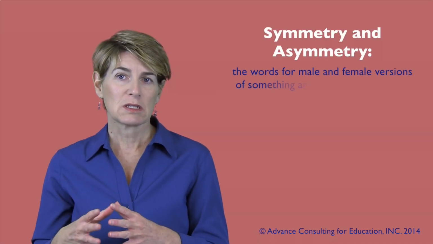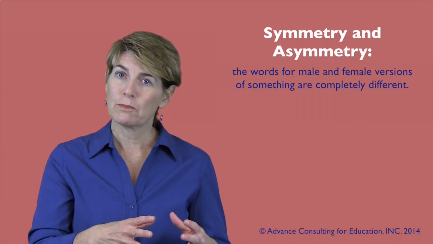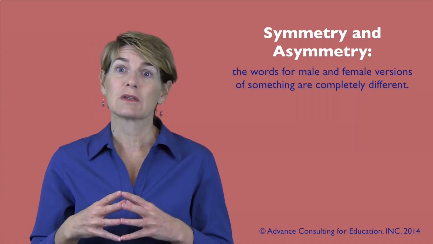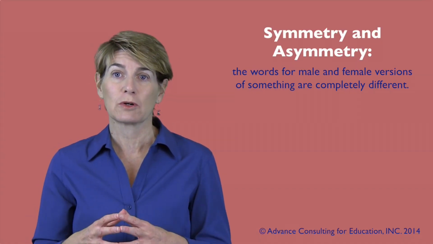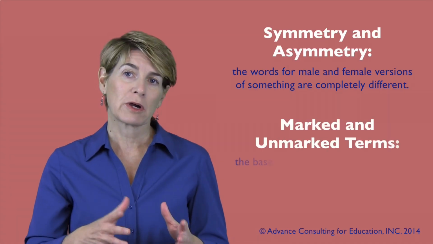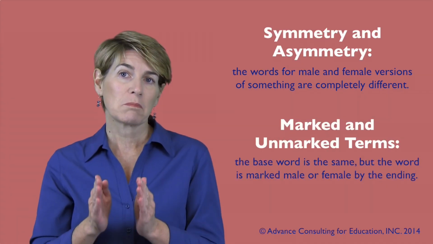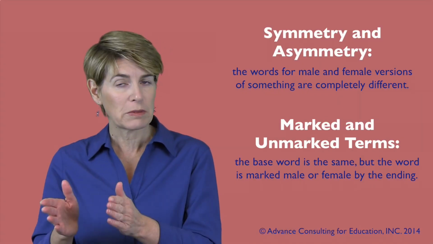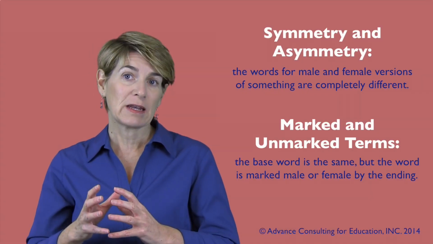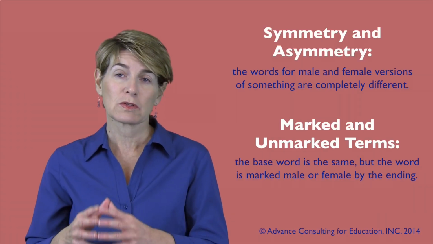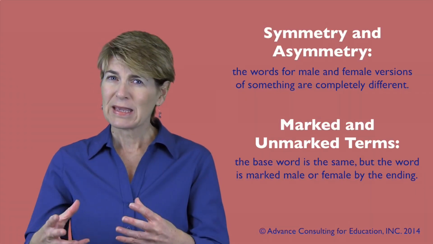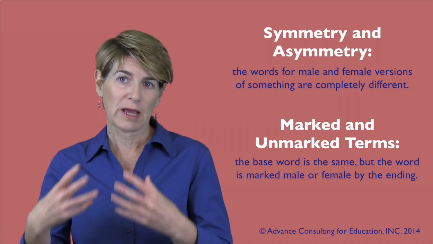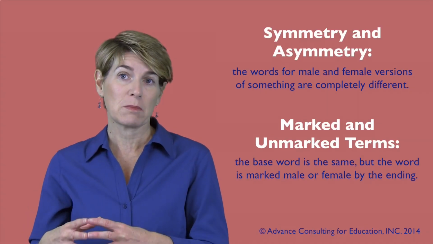Unmarked and marked are slightly different than the idea of symmetry and asymmetry. So in symmetry and asymmetry, the word for the male version of something and the female version is completely different. It's a totally separate word. When it comes to unmarked and marked, however, we keep the same base word and then we just mark it as either male or female, usually female, by the ending or the suffix that we put on the word. So we put ESS, for example, on actor to get actress, and that marks it as the female version of the word.